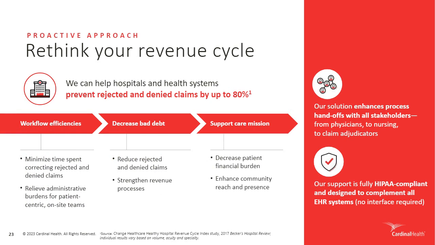So when we begin to unpack everything we've talked about, in these examples and throughout our discussion, we've highlighted the need for change and the proactive approach to really rethink that revenue cycle. This program has been proven to reduce the amount of rejected and denied claim instances by up to 80% through workflow efficiency, minimizing time spent correcting rejected and denied claims. Truly the easiest denial to overturn is the one that never happened.